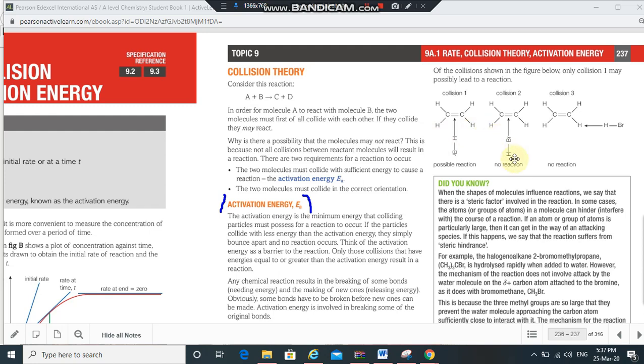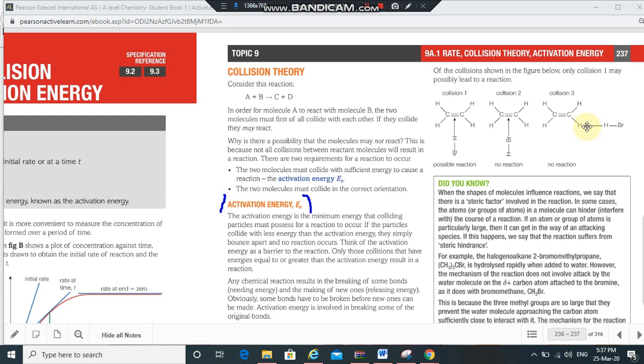But in collision number two, we are colliding the double bond, which is a negative area, with a negative ion, and this is incorrect. This collision or orientation will not give me products. In collision number three, we are also colliding the ethene with a hydrogen atom. So hydrogen with hydrogen will not react with each other. So collision number three is not the correct collision to have a chemical reaction.